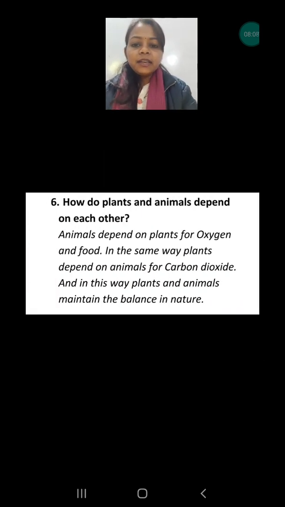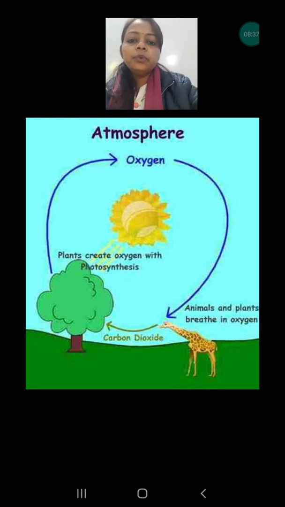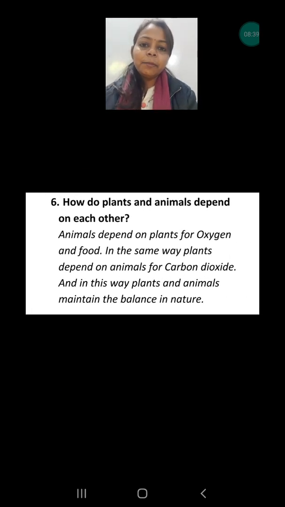Our next question is, how do plants and animals depend on each other? When I was explaining this chapter, I explained to you that not only plants but animals are very, very important to balance nature, because plants are giving us food as well as oxygen, but animals and human beings are also releasing carbon dioxide, which is required by the plant. This is how they maintain the balance in nature. So let's read this answer.